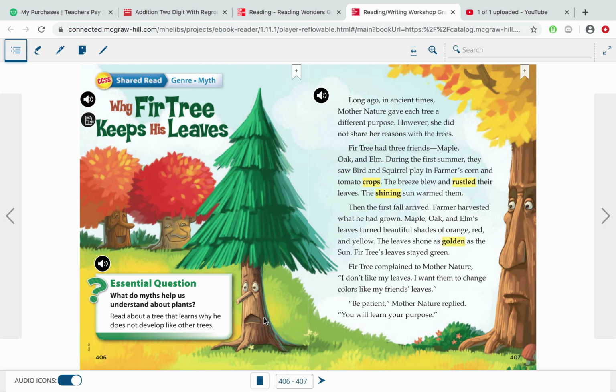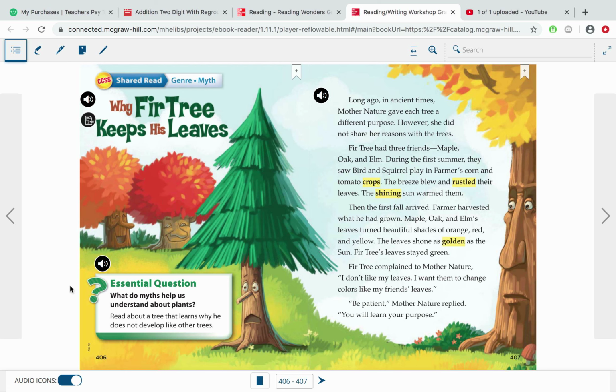Now, this is a fir tree, not like furry like a dog is furry, but F-I-R, fir tree, is like an evergreen tree or a Christmas tree. Okay, and those needles, which they're using in this story, they're calling them his leaves. He never loses them. He gets to keep them all through the winter, unlike all these other trees that lose their leaves. And he doesn't really like being different. And he's not sure, but he's going to learn through this story why he gets to keep his leaves.